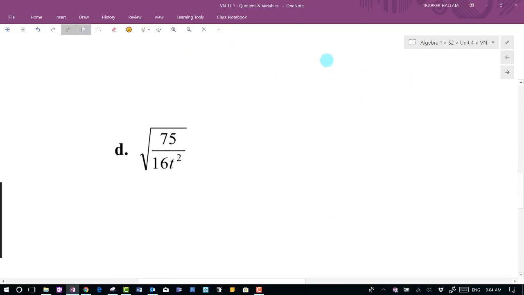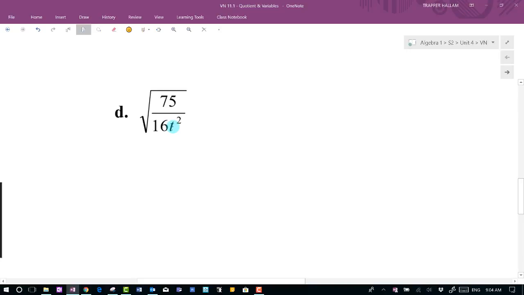All right, let's take a look at another example here. This one includes some variables. Looking at this, again, 75 is not divisible by 16t squared. It just isn't. T squared is not going to go into 75 at all. So let's go ahead and separate these into the two square roots that we can have for this fraction, which is going to be the square root of 75 over the square root of 16t squared.